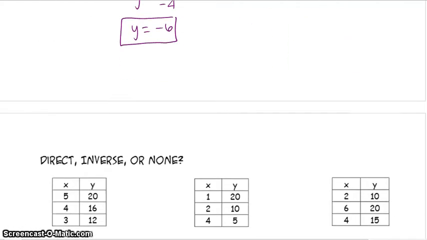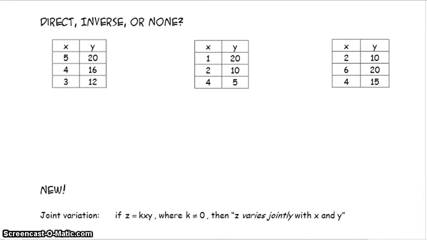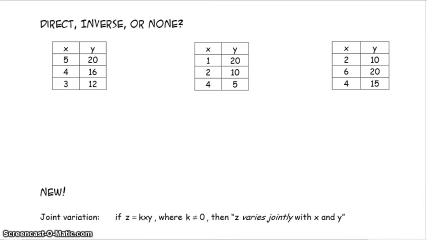Okay, so let's flip the page over. It says, now we're going to look at a table, and from the table we can determine if it's a direct variation, an inverse variation, or neither. As we go through this, we have to look at which order it's going in, increasing order or decreasing order, from our x's.